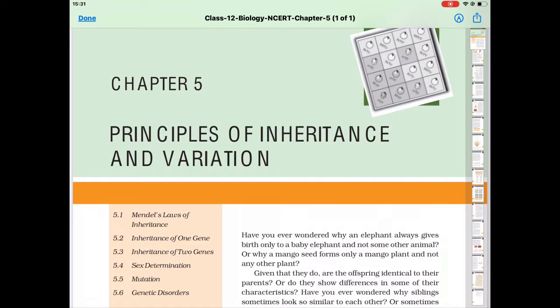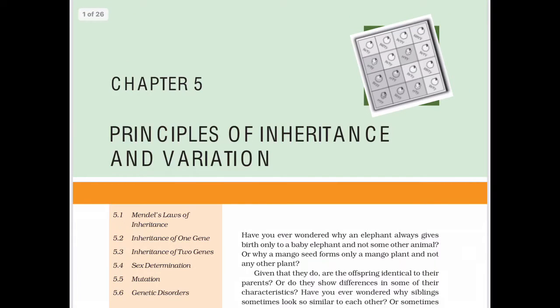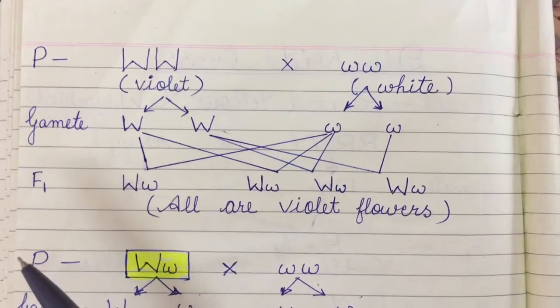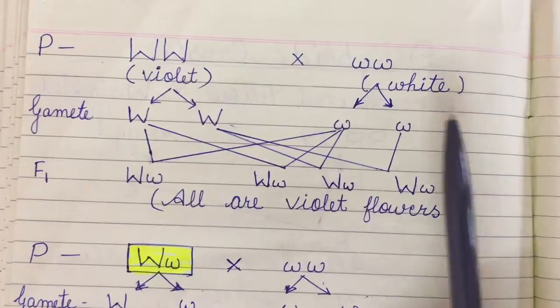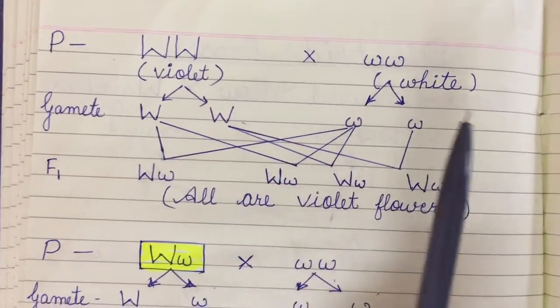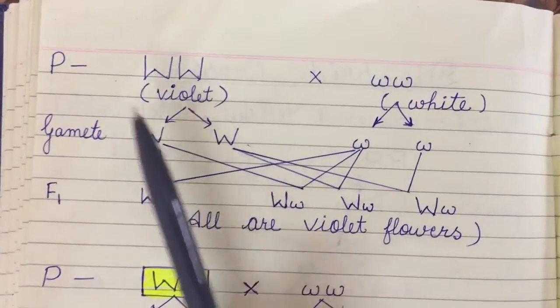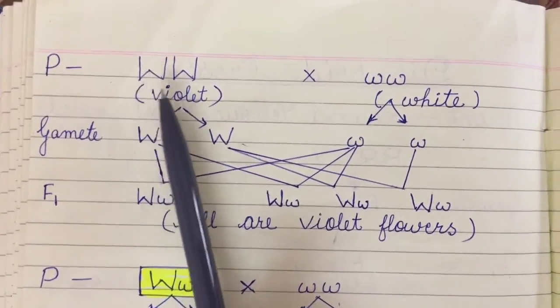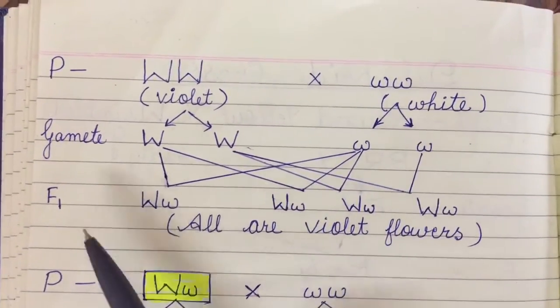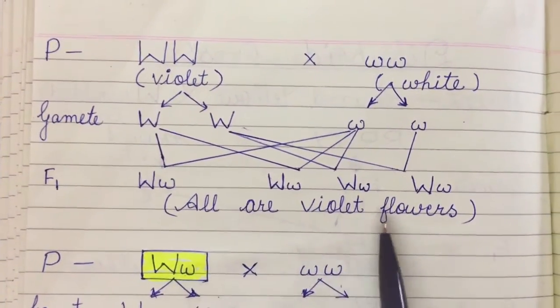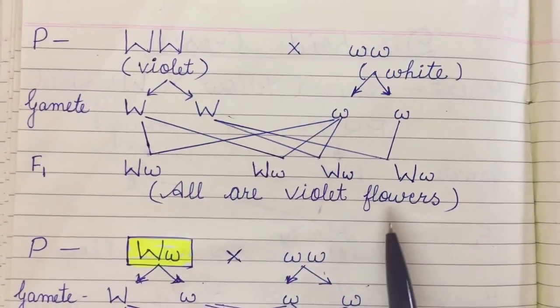Good morning, students. Under the chapter Principles of Inheritance and Variation, our today's topic is test cross or back cross. This is a monohybrid cross in which violet flower color is crossed with white flower color. The violet color is dominant over white, so violet is represented by capital W and white is represented by small w. In the F1 generation, all are violet flowers because violet is the dominant color.